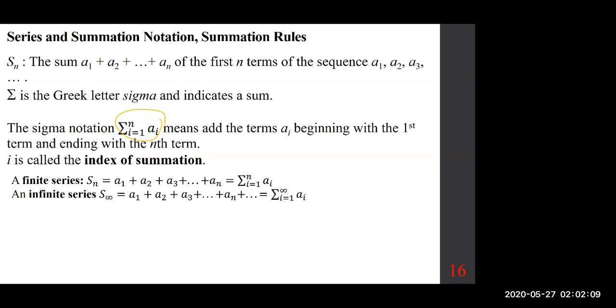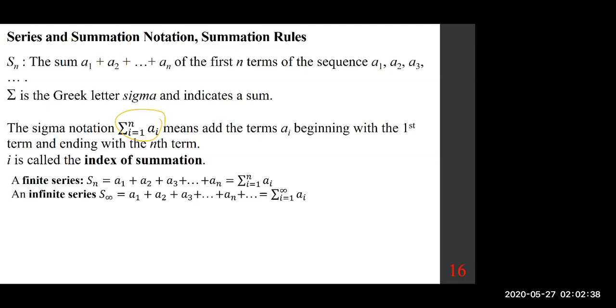So sequence, we just have a bunch of terms. Series, when we add them up. So sequences refer to a bunch of numbers in some sort of order. So numbers in order give us a sequence. We add them up, it becomes a series.